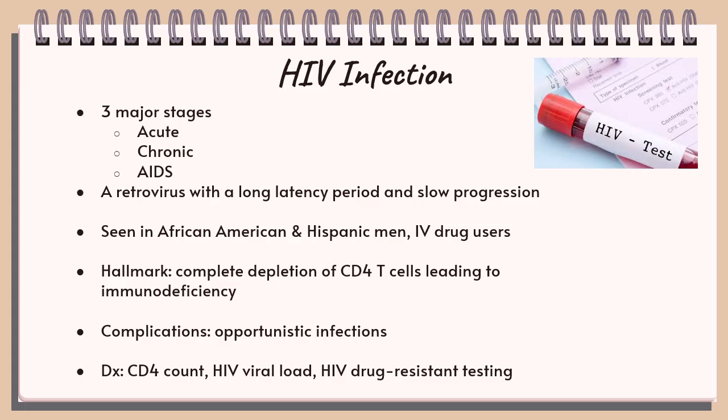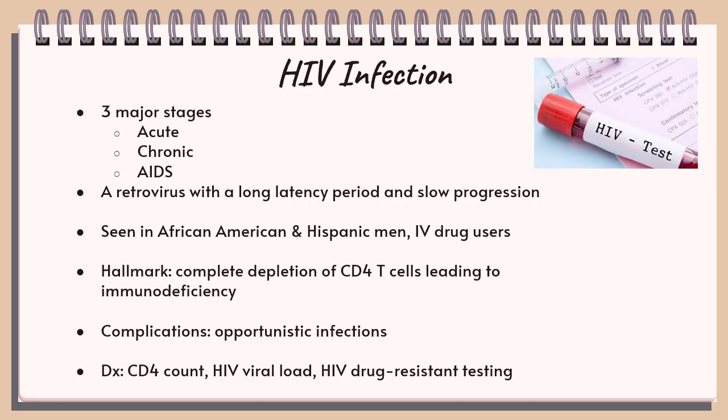So how do we diagnose it? Well, we look at their CD4 count, because if that's what HIV attacks, then their CD4 count will probably be severely low. We want to look at their viral load, which, if you remember, is how intense the virus already is in the body. So the higher the viral load, the worse the infection is. And you can do HIV drug-resistance testing as well.